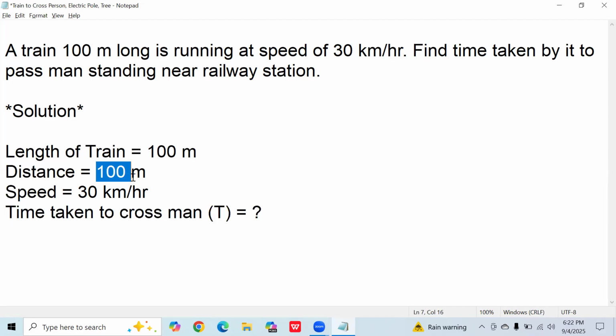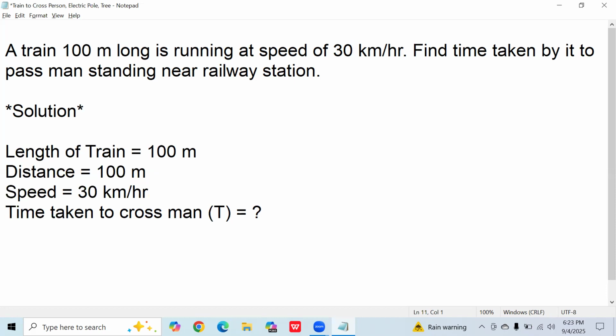But can we directly do like this? 100 is equal to 30 into time. We would have been able to do it if the units mentioned for distance and speed were the same. If you see, distance is shown in meter and speed is in kilometer per hour. If the speed was given in meter per second, we could have directly put in the formula and got the answer easily. But here it's meter and kilometer per hour. So we need to convert speed into meter per second. We have two choices. Either you convert this 100 meter into kilometer, that will become a bit difficult. Rather than that, we will convert this speed from kilometer per hour to meter per second.